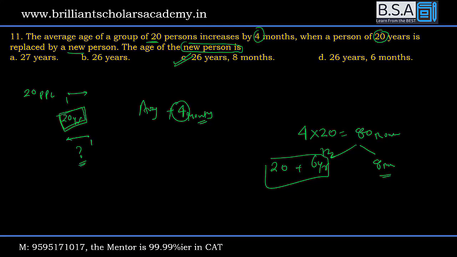Is the solution clear to everyone? A very elementary level question, just to showcase, highlight the method of deviation. Deviation is 4 months for everyone, 4 months for 20 people. So deviation is 80 months. These 80 months are being brought by the new person.